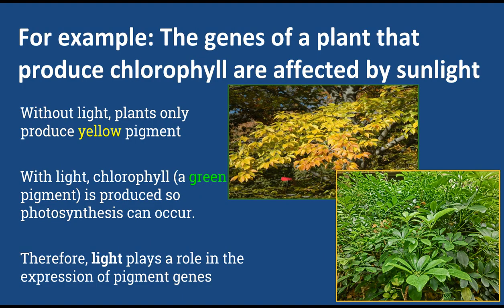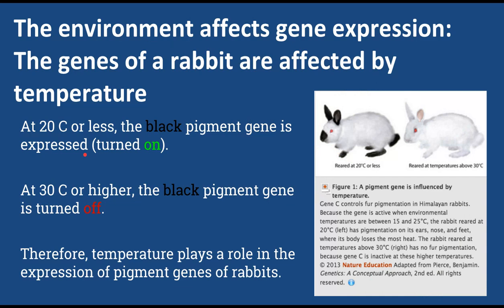Okay, so here's an example. I'm not going to go through these too much because I feel like this is pretty straightforward. I'm just going to choose one example. So here's an example of light affecting the genes that are turned on by this plant. Here's another example of temperature affecting the genes that are turned on by this bunny. This is, I think, a great example.